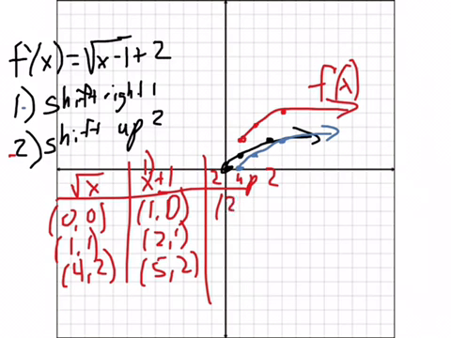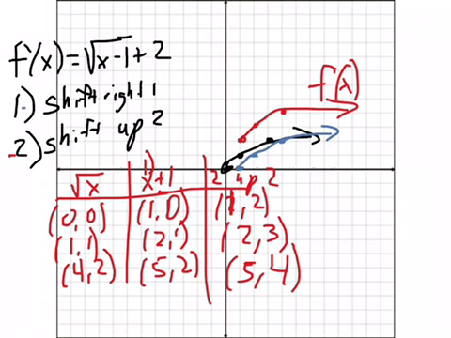And so we'd have 1, 2, 2, 3, and 5, 4. And notice those are the exact points we got in that final red function.